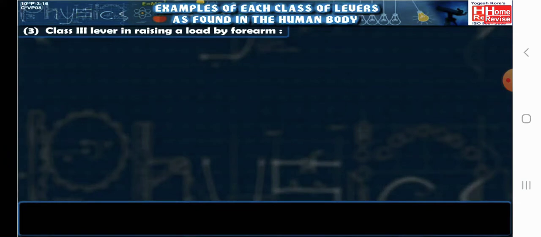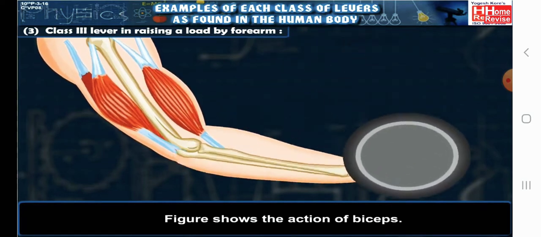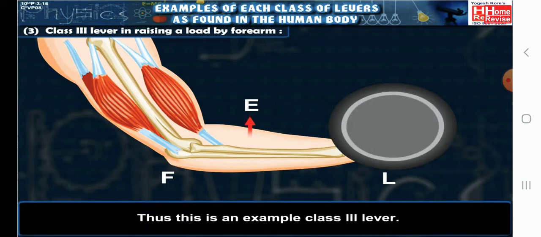3. Class 3rd lever in raising a load by forearm. Figure shows the action of biceps. The elbow joint acts as fulcrum F at one end. Biceps exerts the effort E in the middle, and load L on the palm is at the other end. Thus, this is an example of class 3rd lever.